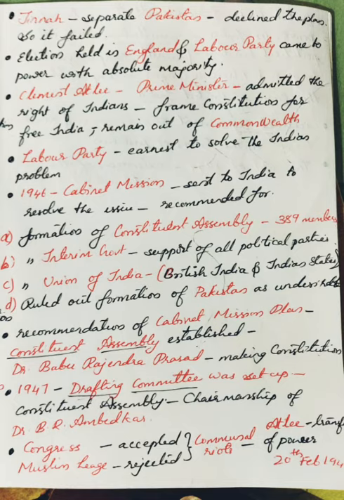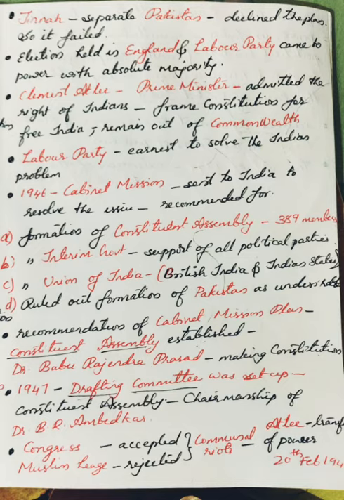The Labour Party was earnest, in the sense that they were very serious about solving the Indian problem. In 1946, the Labour Party announced that a cabinet mission would be sent to India to resolve the issue. The cabinet mission recommended: A. Formation of a Constituent Assembly with 389 members. B. Formation of an interim government, in the sense of a temporary government, with the support of all political parties. C. Formation of a Union of India including British India and Indian states. D. Ruling out the formation of Pakistan as undesirable.